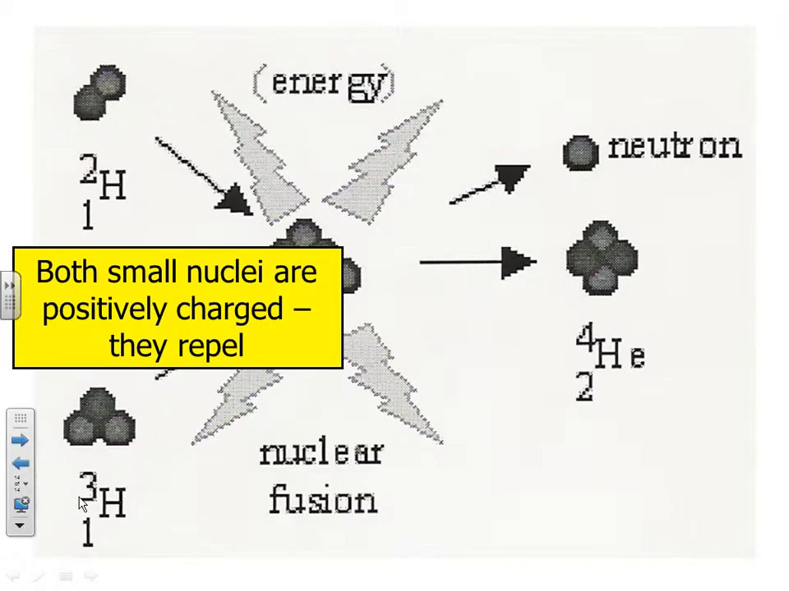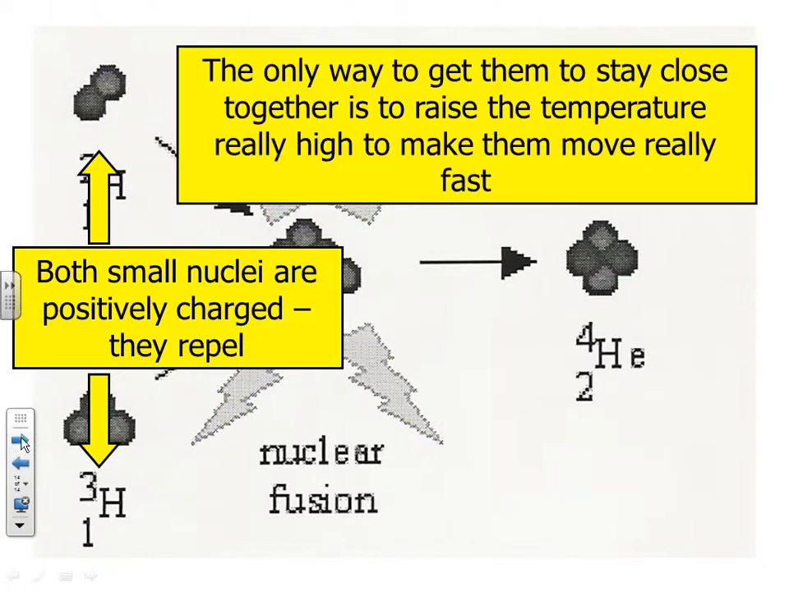So, both of these small nuclei are positively charged, and that means that they repel each other. All protons have a positive charge, and that means all nuclei have a positive charge as well. The only way to get them to stay close together is to raise the temperature really high and make them move really fast.